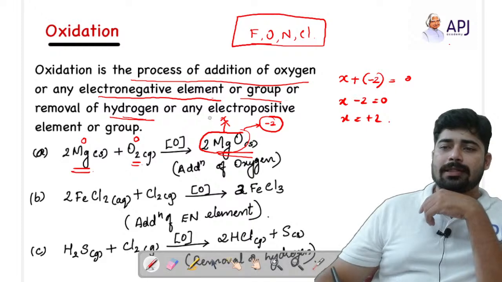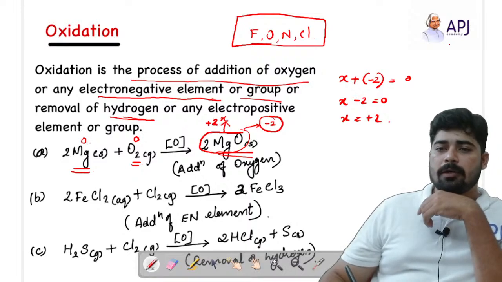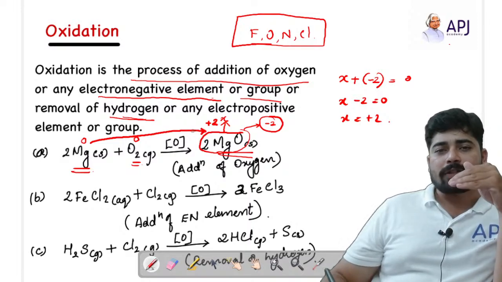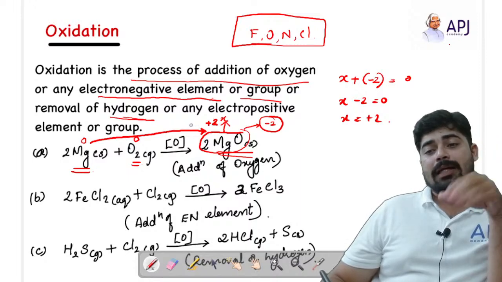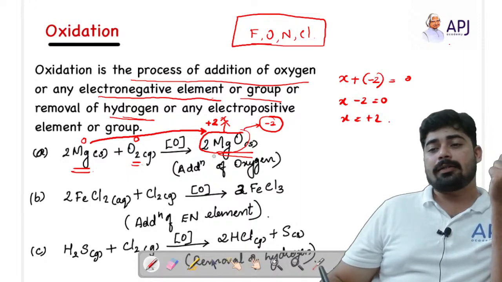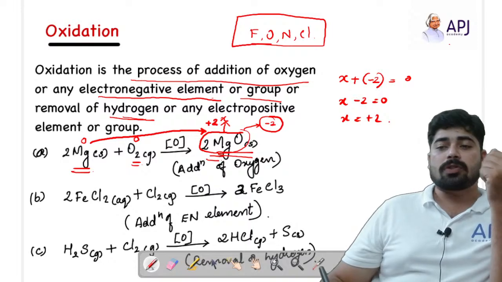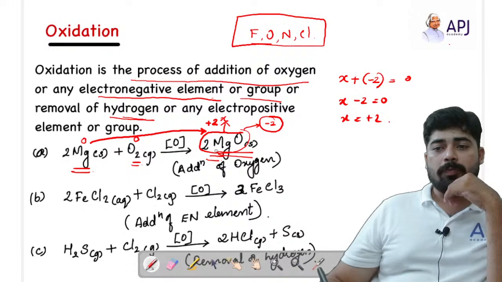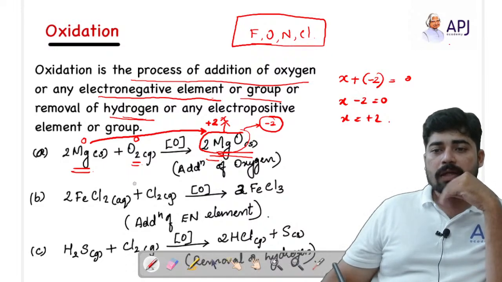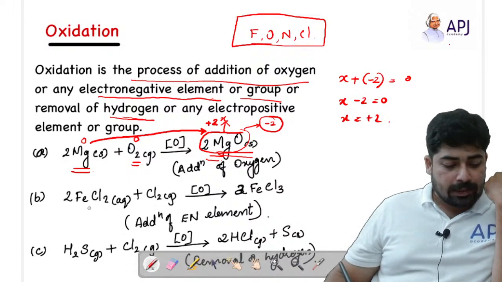Now students, you can see here the oxidation state of magnesium in magnesium oxide is plus 2. So what has happened? From 0, the oxidation state has risen to a plus 2 value. That means here the oxidation number has increased. If the oxidation number of any element has increased, then that reaction or that process is called oxidation. Hope this is clear, students.